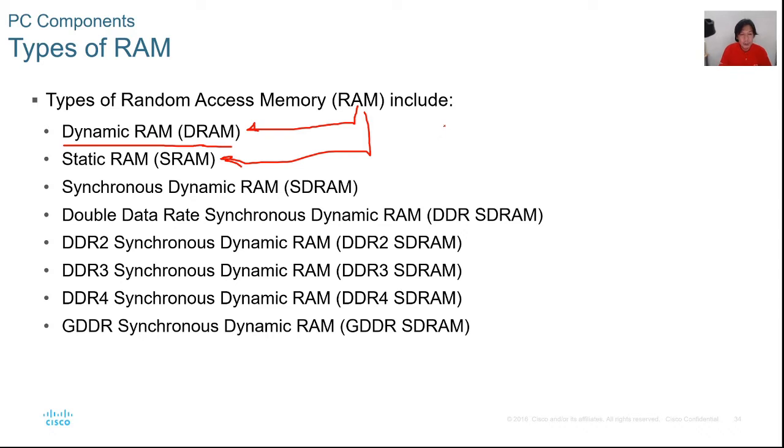Static RAM requires constant power to function. That is one reason why we have a battery in our motherboard, because this type of memory needs constant power to function. It is often used for cache memories. So L1, L2, and L3 are examples of static RAM. It uses lower power consumption and is much faster than dynamic RAM.